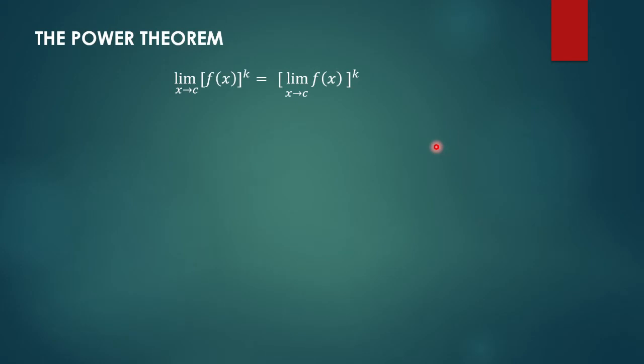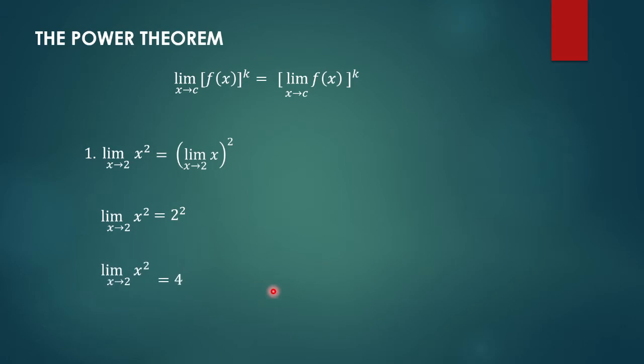For the power theorem, example, let's say we have the limit of x squared as x approaches 2. So we can write this as the squared quantity of the limit of x as x approaches 2. So we have the limit of x as x approaches 2 is 2. And then squaring it, this would be 4.